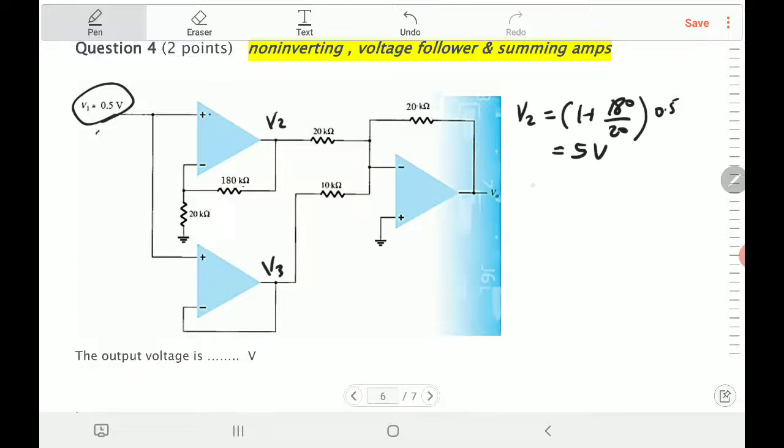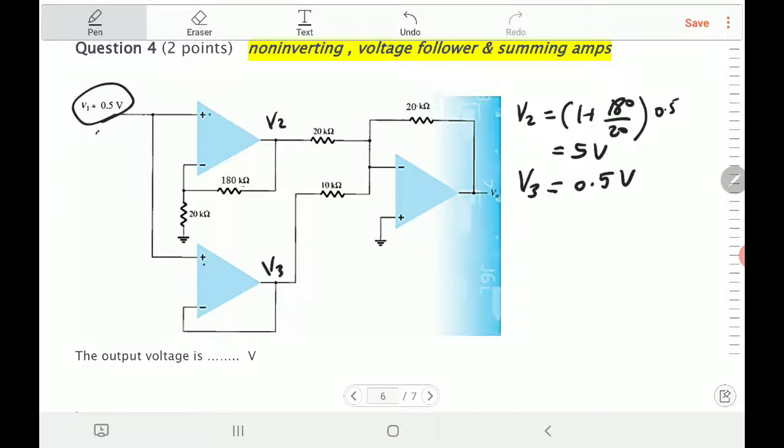Now let's go for V3. Obviously the input is also to the positive, but the negative feedback has a resistance equal to 0. That's what we call a voltage follower. A voltage follower, we explained it in the lecture. It does not change the amplitude of the input, nor the sign. So 0.5 volt will be outside here at V3. So V3 will be equal to 0.5 volt.